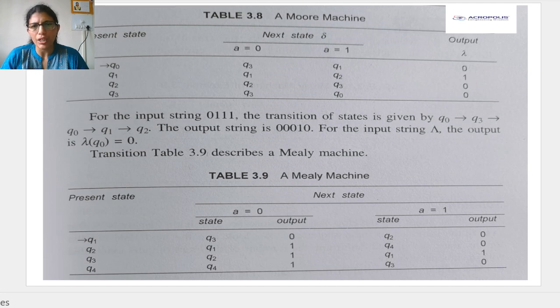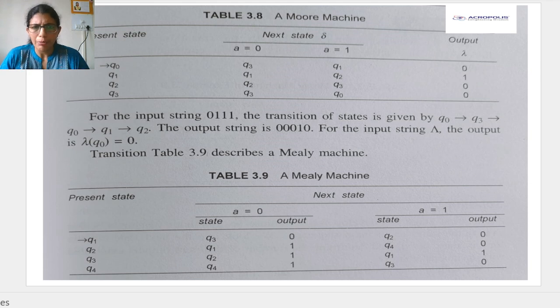If you give the input string of length n, then we will get the output string of length n plus 1. Why is 1 added there? Because we start from the initial state. Without any input alphabet, the present state, or the initial state, also gives an output. That's why we have n plus 1 in the output string.